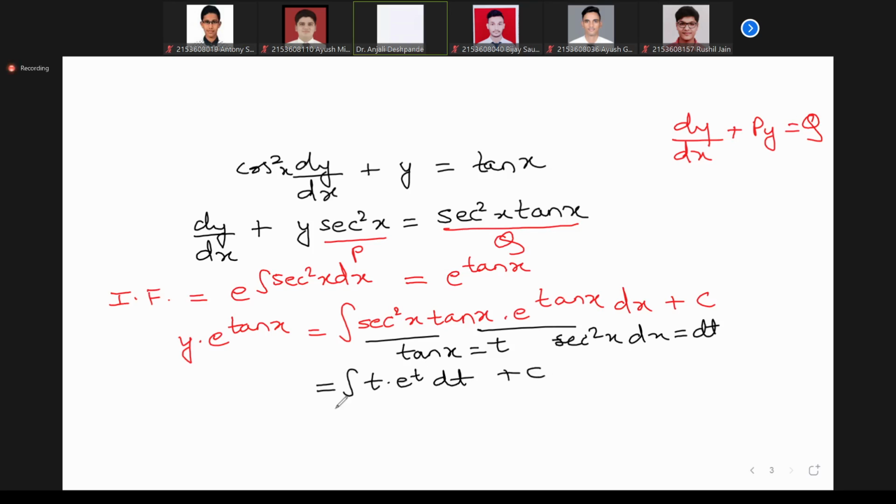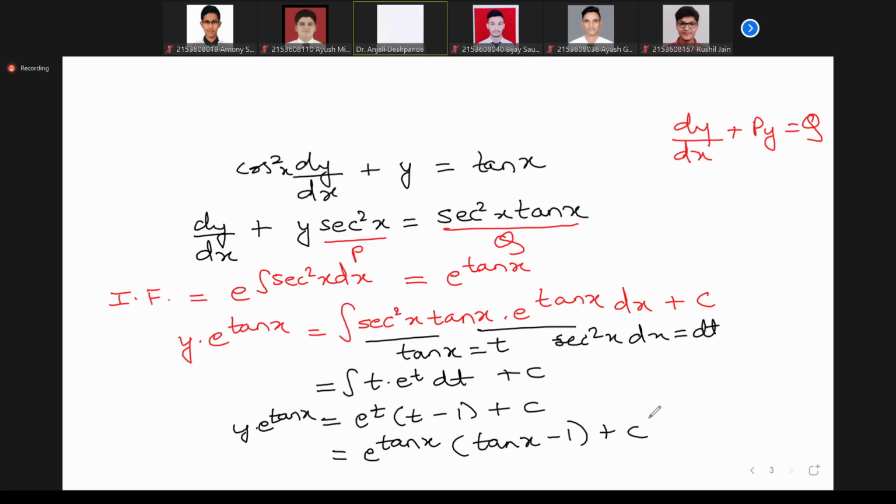Now this is a very, very commonly occurring integral. Integration of t into e raised to t, many times you might have solved. So how much is it? You should know this one, because many times you might have solved this integration by parts. So what is this equal to? E raised to t into bracket t minus 1 plus c. By integration by parts, you will get that. So in place of t, again we are going to put e raised to tan x into bracket tan x minus 1 plus c, and that's it.